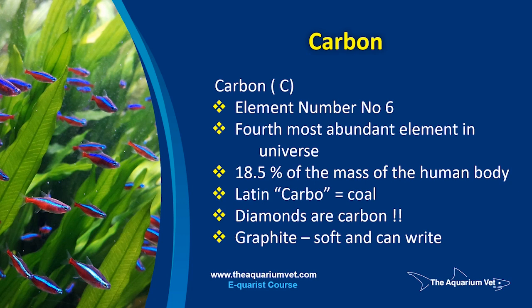It's also important to remember that carbon comes in many forms. It's coal, it's diamonds. You know, diamonds are a girl's best friend. That's carbon that's been heavily compressed, through to graphite, which is like charcoal and can be used for writing, like in a pencil.